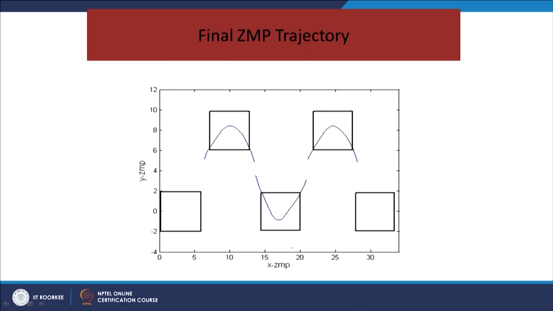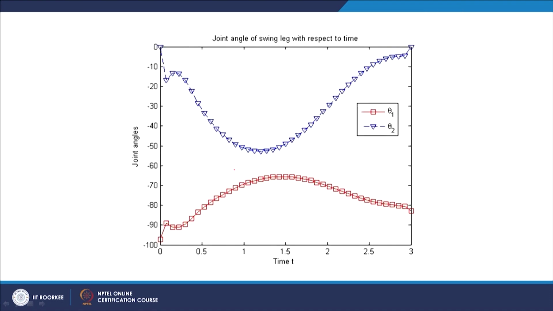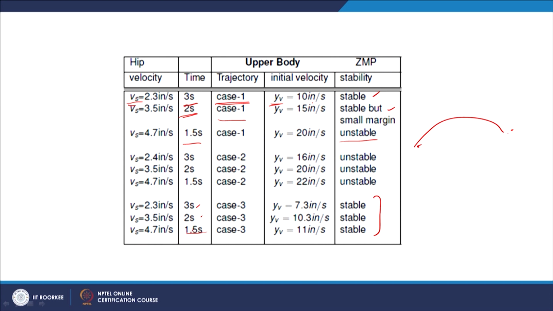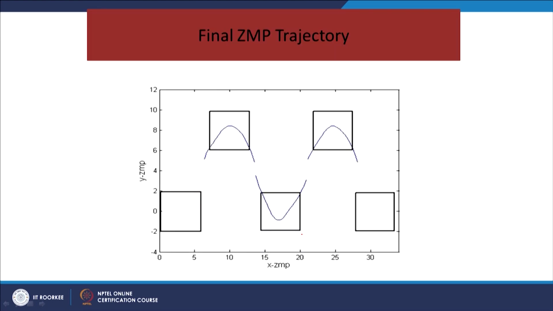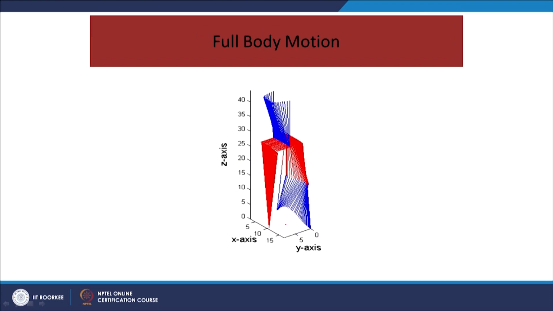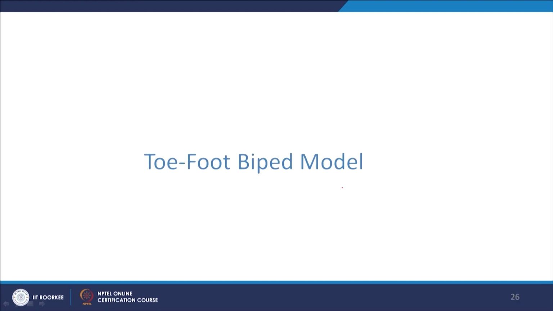So, this shows that for this particular case, for the time of 1.5 seconds, that is the least in the simulation, and the velocity is given by this much, we have the simulation result that the ZMP is always within the stability margin and it is stable, and the walking simulation is shown in this particular graph here.